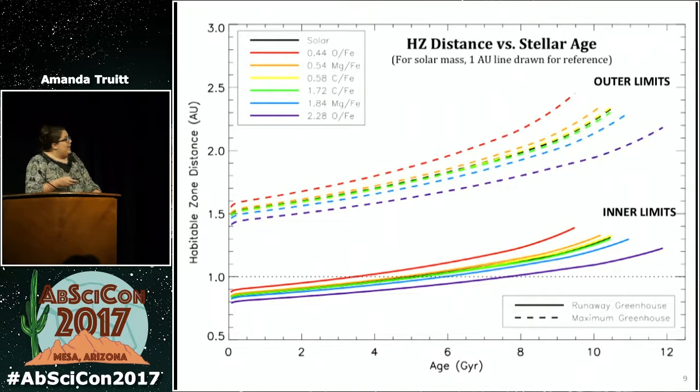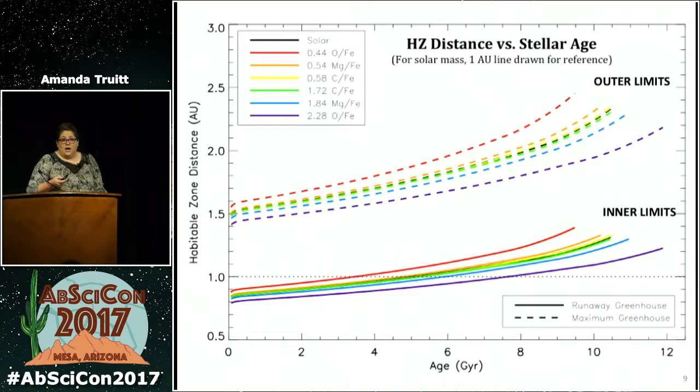So what we're plotting here is habitable zone distance versus stellar age. So we have age and distance, and we have the inner limits and the outer limits here. Each color represents a different elemental abundance. So we have oxygen in red and purple. You can see that they make the most difference versus the black line, which is solar. Then orange and blue are magnesium, and yellow and green are carbon. And interestingly, carbon actually makes less of a difference than magnesium, even though it's relatively more abundant in stars.